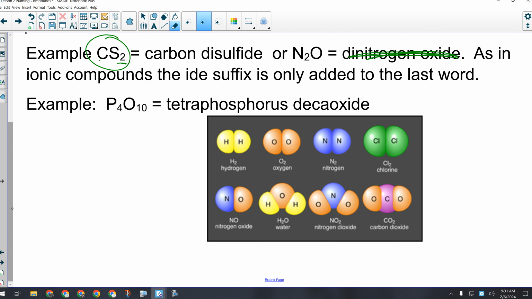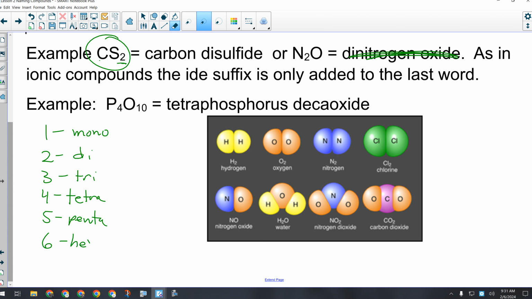Let's write the prefixes. These you can put on your periodic table if you so desire. So 1 is mono. 2 is di. 3 is tri. From here on, they follow your geometry, so they follow the same things as your shapes. So 4 is tetra. 5 is penta. 6 is hexa. All right, now 7.